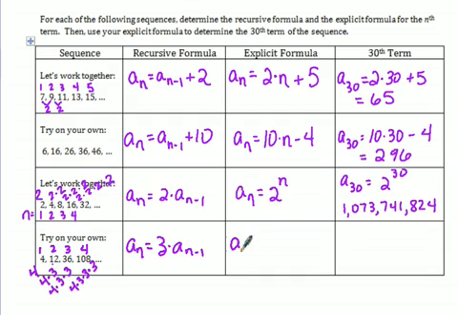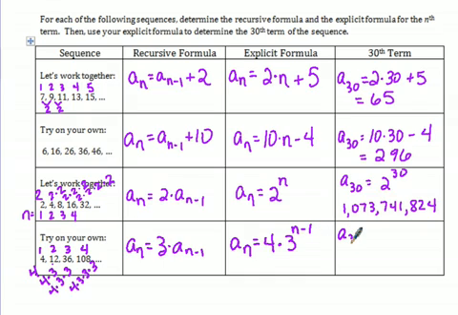So your explicit formula should look like this. We're starting out with 4 times 3 to the n minus 1 power. In our previous example, it was just to the nth power because that's what corresponded with how many 2's we had each time for each term. Here, every time we have 1 less number of 3's than the number of the term. And so therefore we use n minus 1.